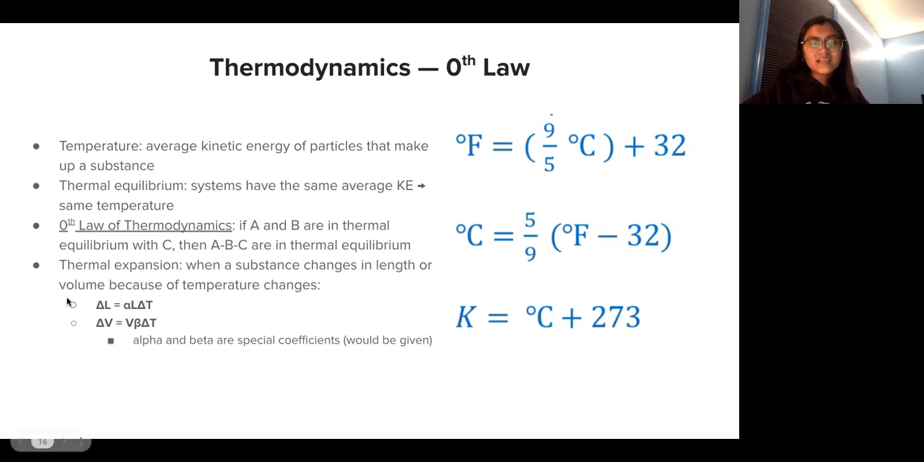And then thermal expansion. This is when a substance changes in length or volume because of temperature changes, and these are their respective formulas. So change in length equals alpha times the initial length times the change in temperature, and this is the same thing for volume. And alpha and beta here are special coefficients that would probably be given to you.